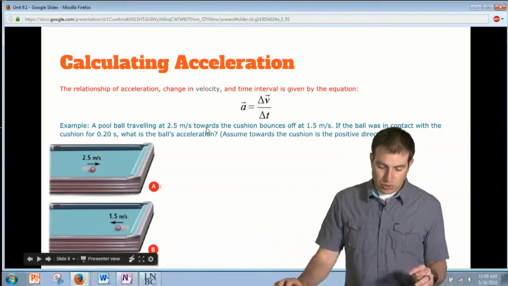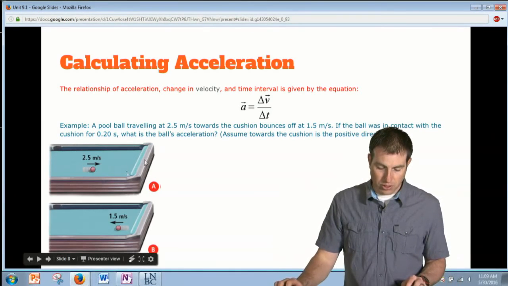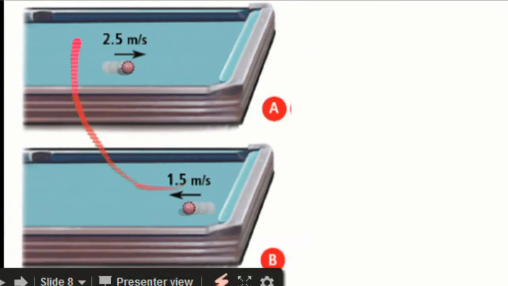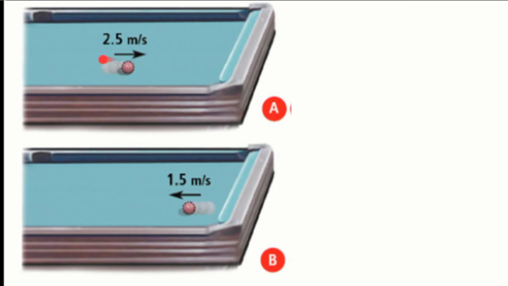All right, so we have a pool ball. And it's traveling at 2.5 meters per second towards the cushion, and the cushion is just the edge of the pool table here. It bounces off at 1.5 meters per second. So the ball comes in, hits the edge, and then bounces back. What was the ball's acceleration? So pool ball cruising along, boing, bounces off, goes back the other way.